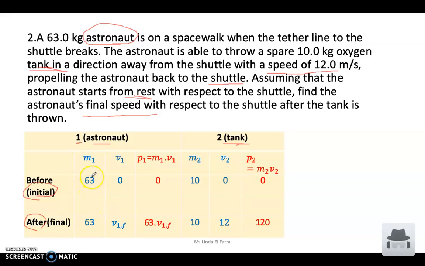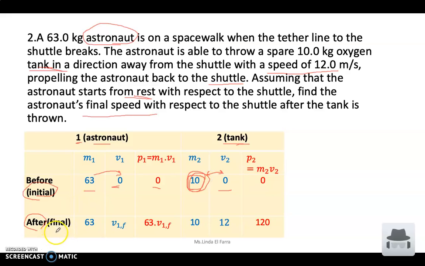Now I have M1, I will write the masses. M1 for the astronaut is 63, and he was not moving, so his initial velocity is 0. His momentum will be 0, M times V. Now, for the tank, its mass is 10, and again it was not moving, because the astronaut was carrying the oxygen tank. So its velocity is 0. So P2 will equal 0, mass times velocity. Now, this is before. Now, after.